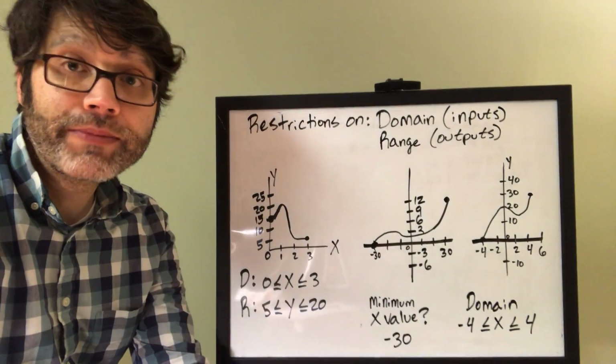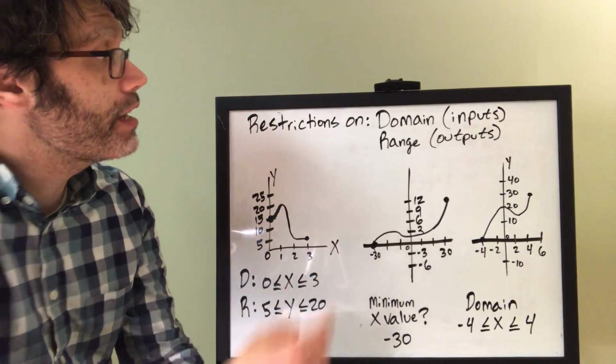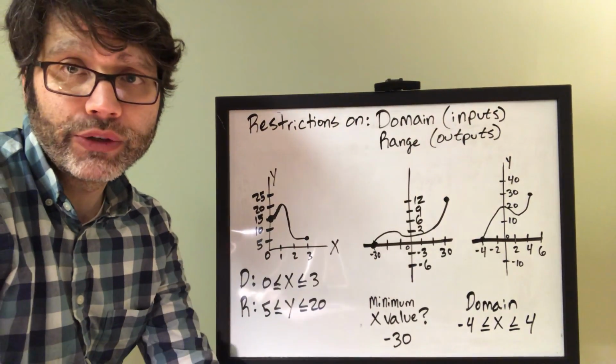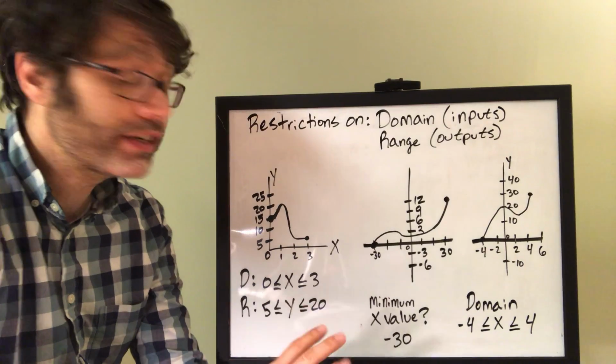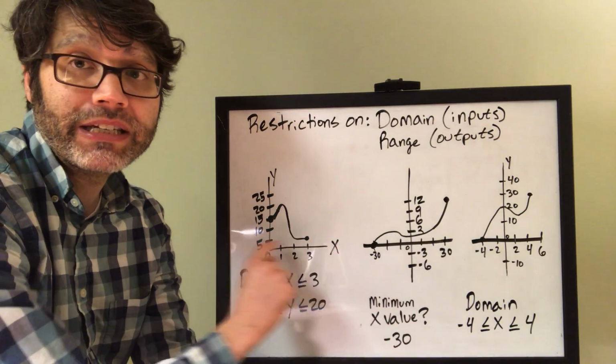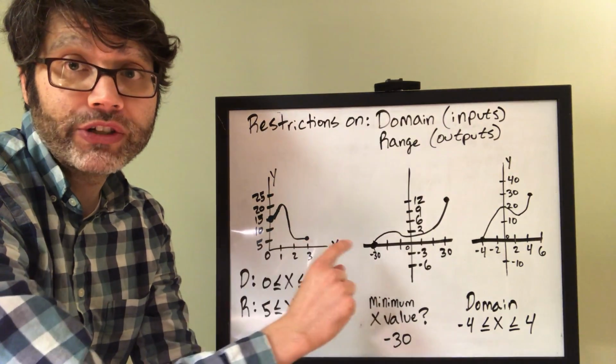Hi, today we're going to be talking about domain and range. So domain are all of our inputs into our function. It's usually x, but it doesn't have to be x. It's whatever is going to be our independent variable, so it's going to be on our horizontal axis.